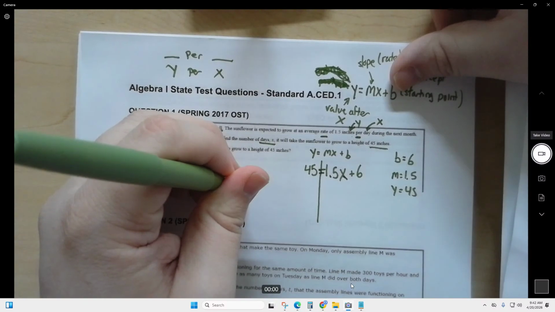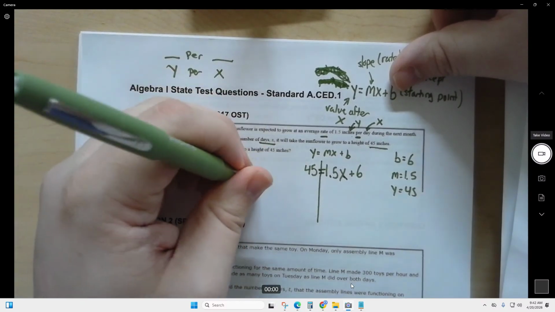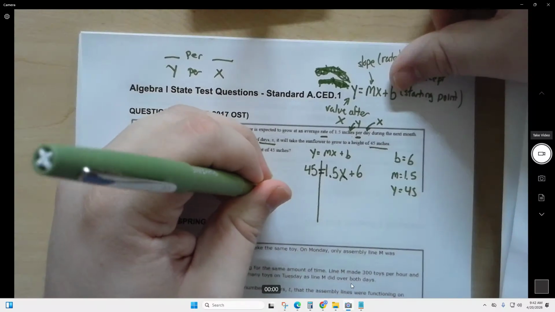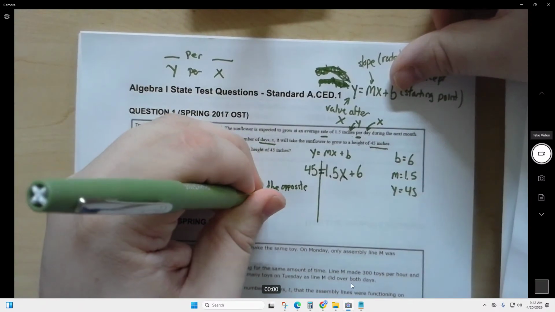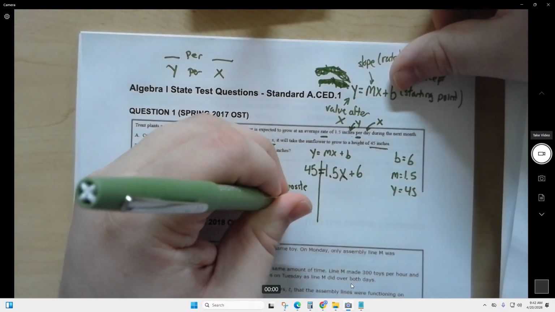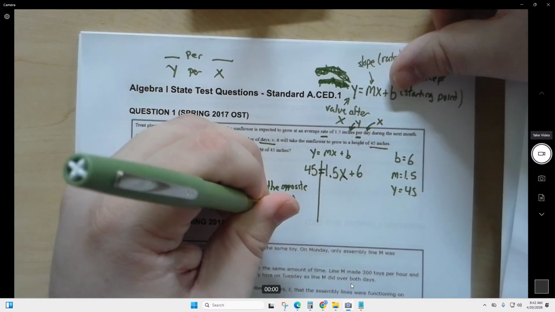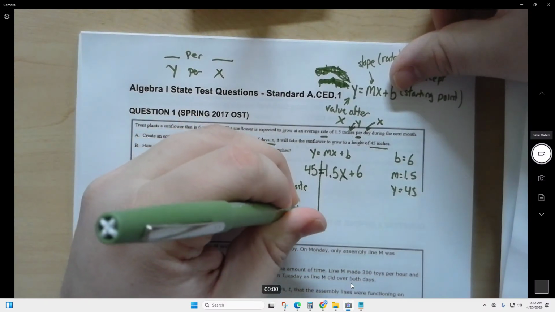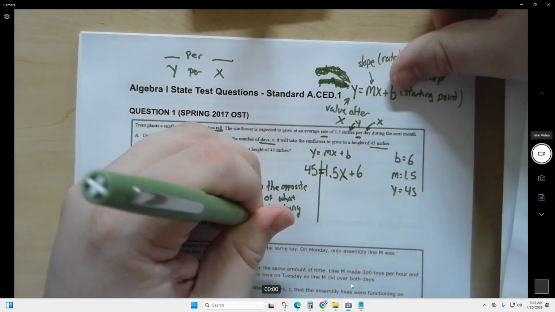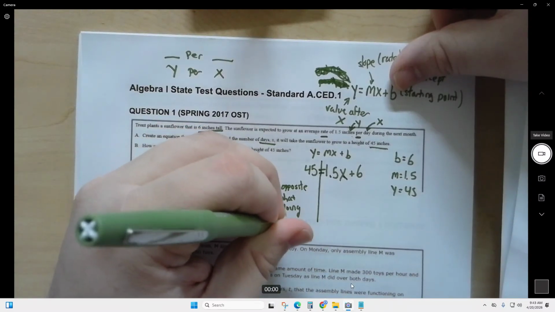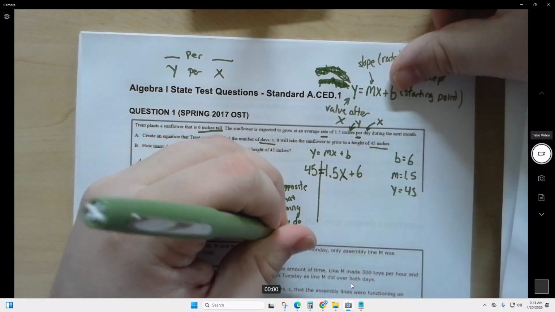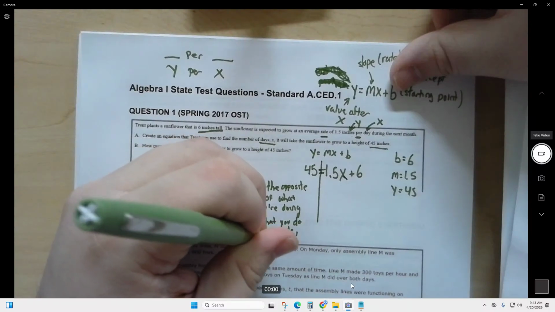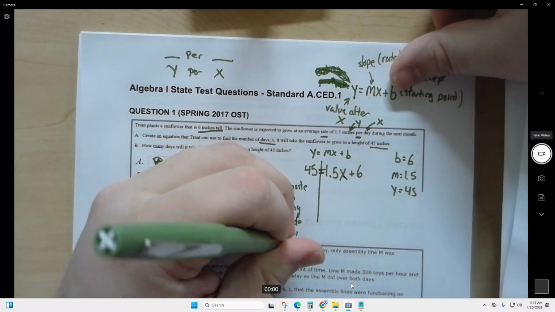Let's talk about the 2 rules to go through the door. Rule 1, do the opposite of what you're doing. The opposite of what you're doing. And rule 2 is what you do to one side, you do to the other. You must do to the other.